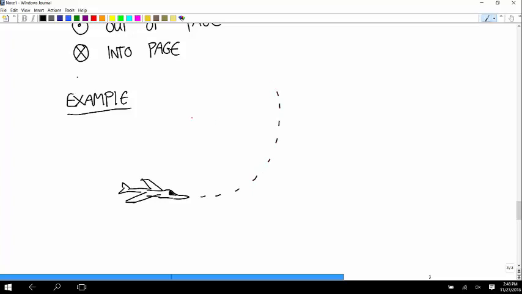Yes. Okay, so this plane is going this way, and let's say that we're going to calculate some stuff about this point right here. And at that instant, it's going in a circular motion with a constant speed. The radius of the circle is 250 meters. So this is the point P where we're going to calculate stuff.